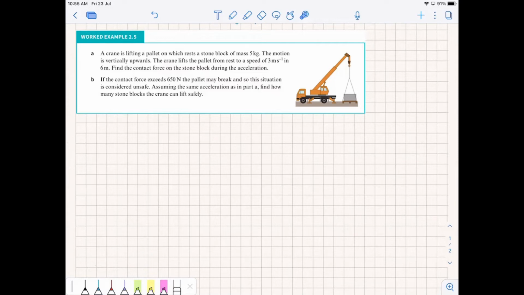We want to find the contact force of the stone block during the acceleration. Okay, so what force is being exerted by the pallet?